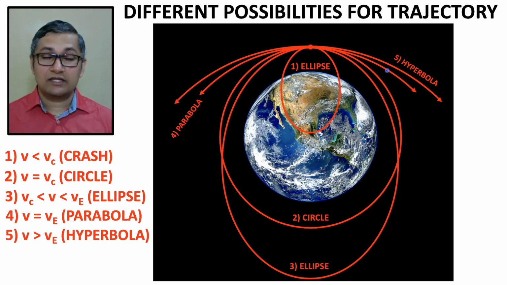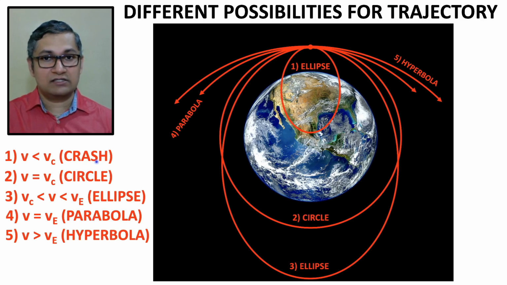Okay, so these are the different cases for launching a satellite in different possible trajectories. What we would prefer is case number 2 and 3: either a circular orbit or an elliptical orbit where the speed is less than the escape velocity. We want it to be either equal to the critical speed or more than the critical but less than escape. This is what we would prefer. Anything beyond that, we lose the satellite.